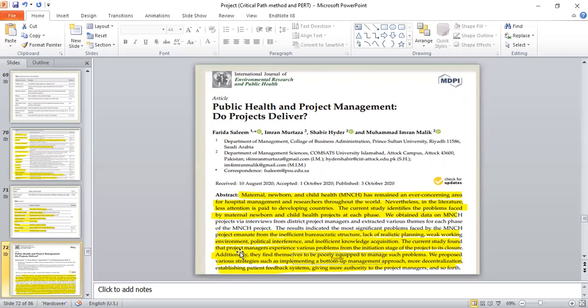The current study found that the project manager experienced various problems from the initiation phase of the project to its closure. Additionally, this study finds that they are poorly equipped to manage such problems. Therefore, they proposed strategies such as implementing a bottom-up management approach, more decentralization, establishing a patient feedback system, giving more authority to project management, and so forth.